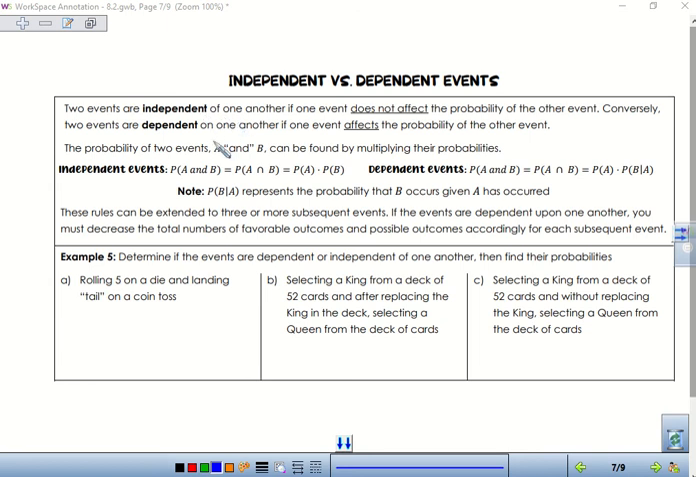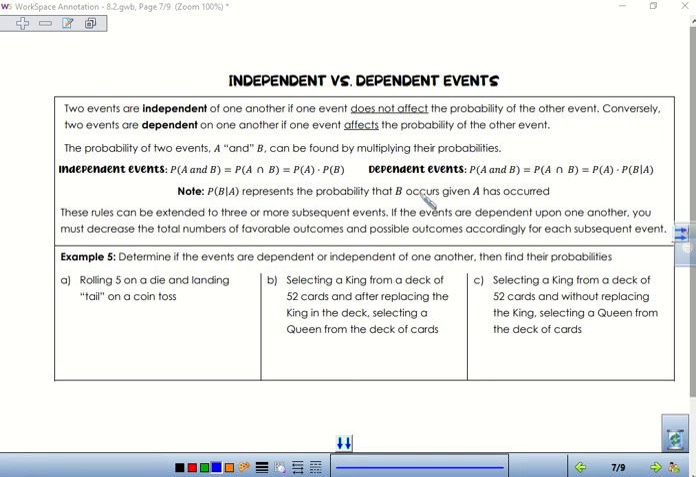Oh my gosh, this is why I'm not an English teacher. Two events are independent of one another if one event does not affect the probability of the other event. Conversely, two events are dependent on one another if one event affects the probability of the other. The probability of two events, A and B, can be found by multiplying their probabilities. Okay? So this means you want one thing to happen and then the other thing to happen.